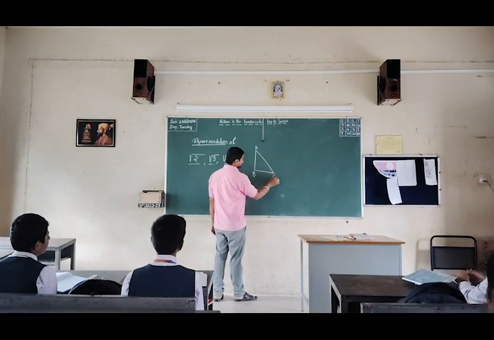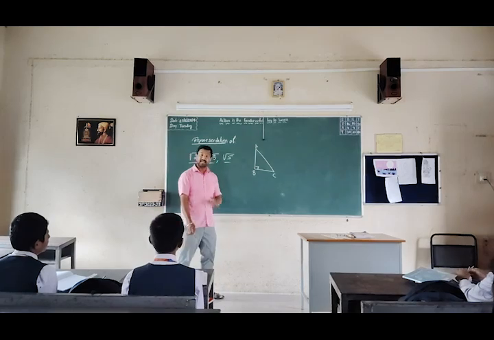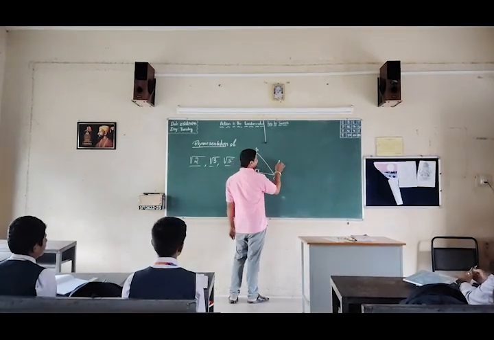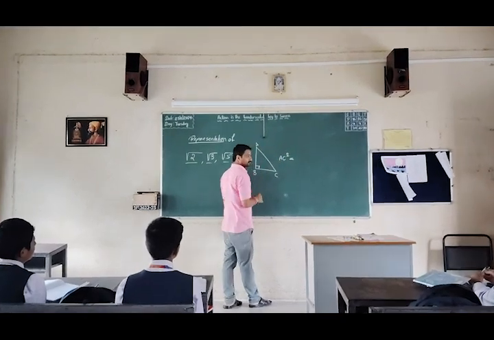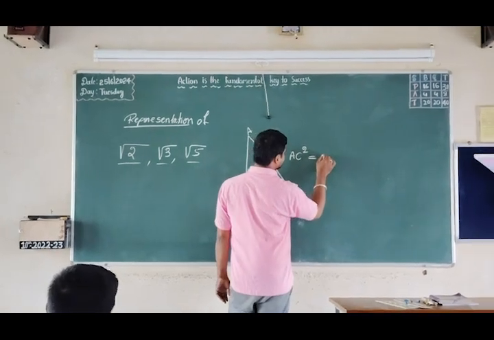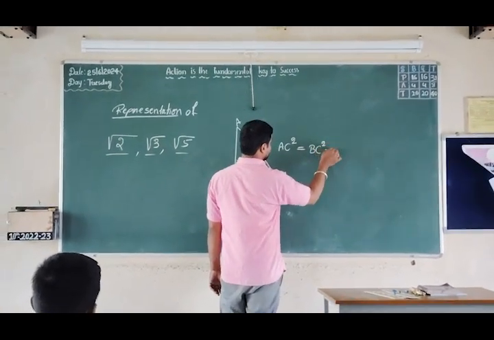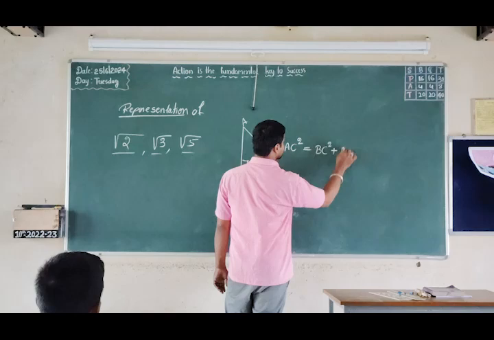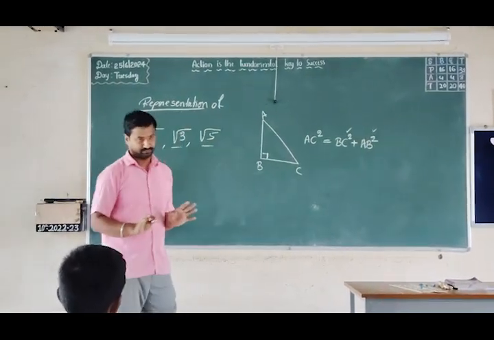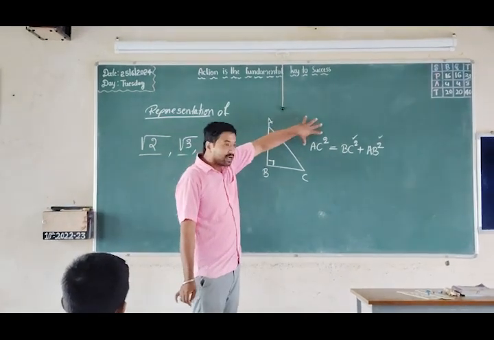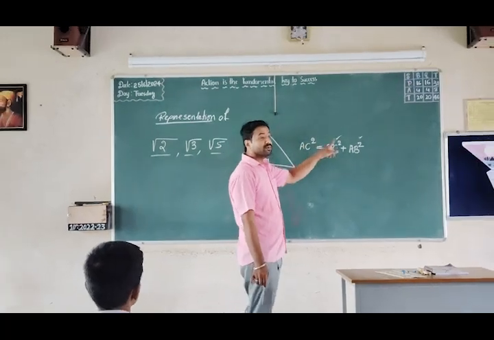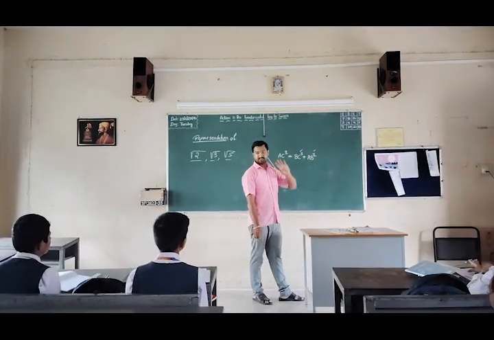So it means we have a right angle triangle ABC. If ABC is a right angle triangle, then AC square. What do you mean by AC square? Hypotenuse. Correct. The square of the hypotenuse is always equal to BC square plus AB square. What do you mean by BC and AB? They are the other two sides. It says that the square of the hypotenuse is always equal to the sum of the squares of the other two sides.